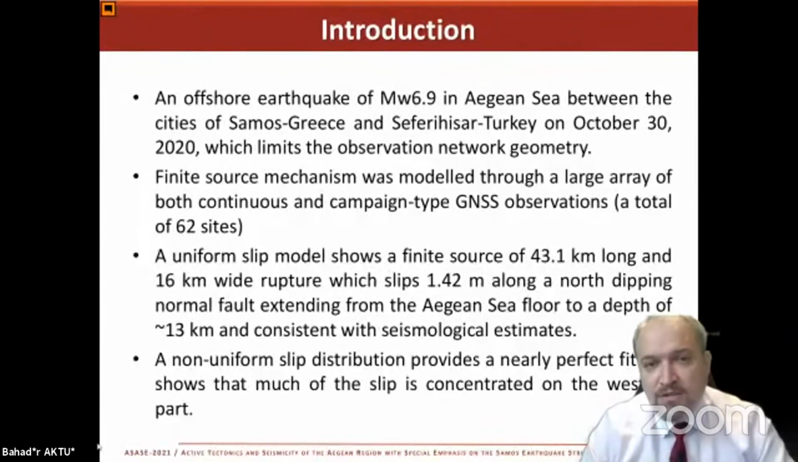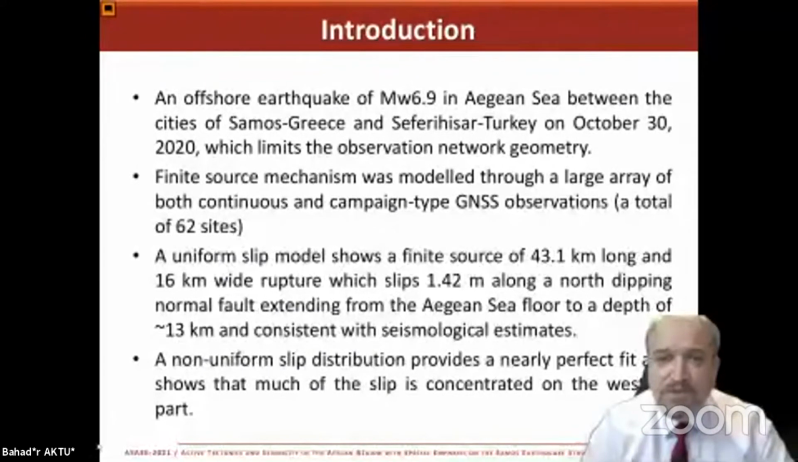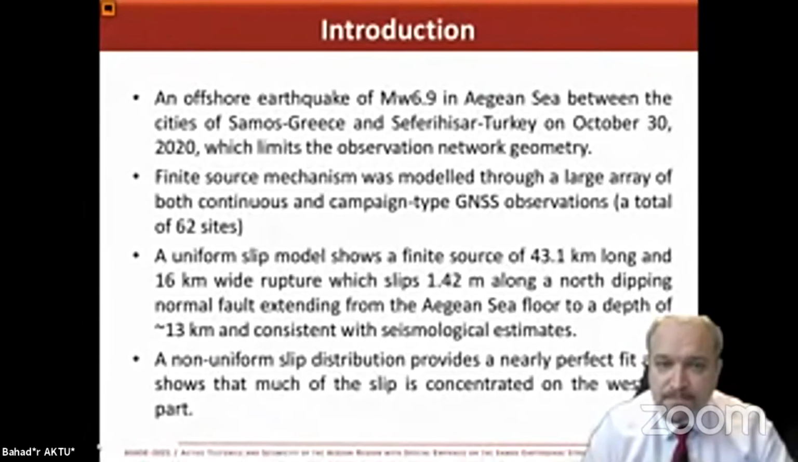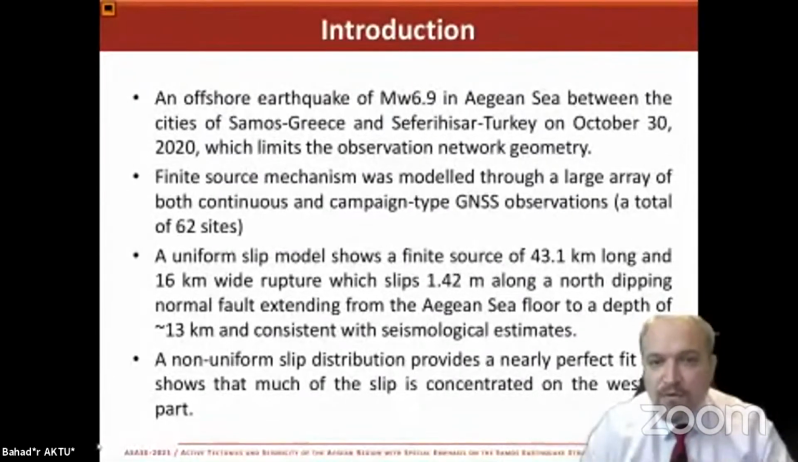And for GNSS observations, the networks offshore, near the coastlines, are not sufficient to provide a sufficiently constrained parameter space. So we started a re-survey of the available network just after the earthquake, within 1 week. In this observation campaign, we collected 62 sites, and we obtained 62 sites' coseismic offsets.